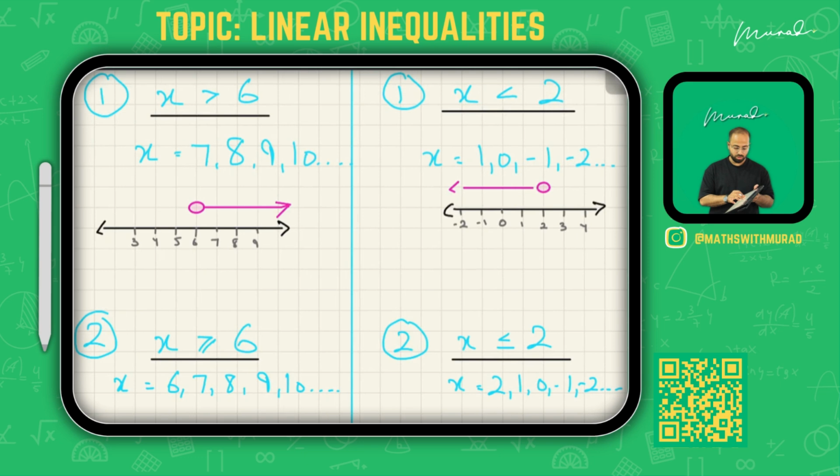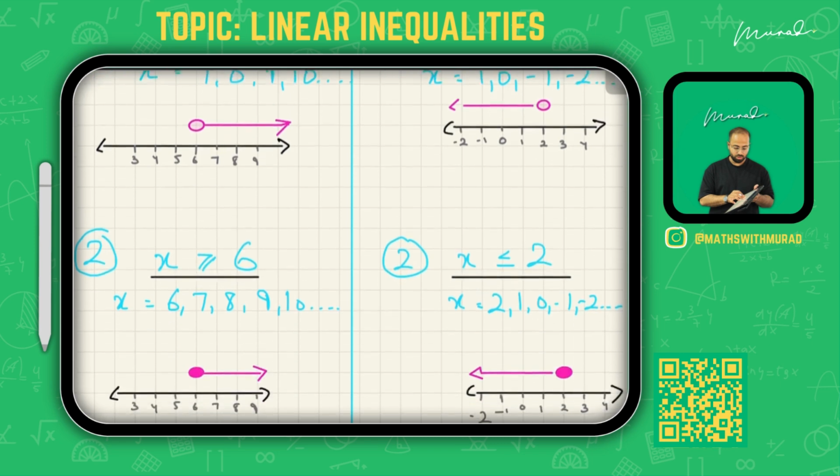Now x is lesser than 2. Lesser than 2 means that the values of x are lesser than 2. So that means 1, 0, minus 1, minus 2, and so on. So I'll draw a hollow circle over here, and on the left hand side there is an arrow over here. You can see that it is a hollow circle. And why hollow circle? Because 2 is not included.